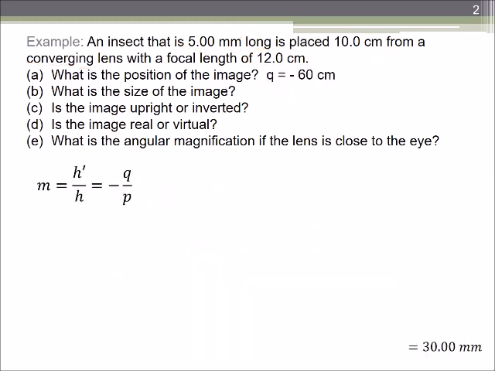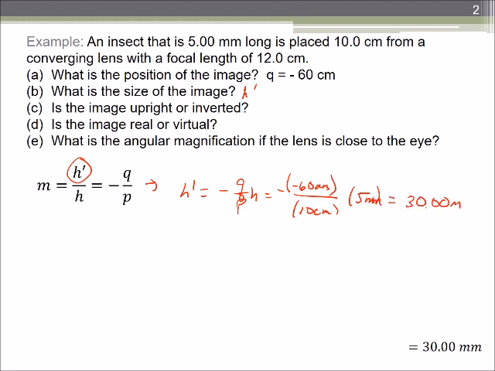Now we want to find the magnification. We know it's on the same side of the lens, so we know P and Q now. We want to find H prime, so we rearrange the equation. H prime is then equal to negative Q over P times H. Q again is negative 60 centimeters, and we have a negative out here, over 10 centimeters, times our original height of 5 millimeters. We get an answer of positive 30.00 millimeters.